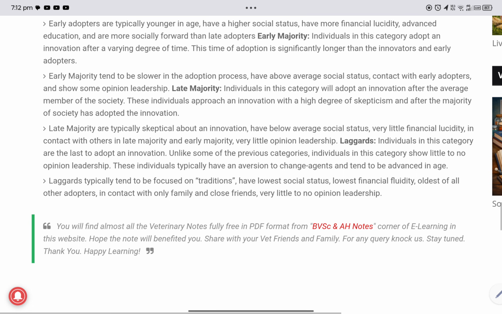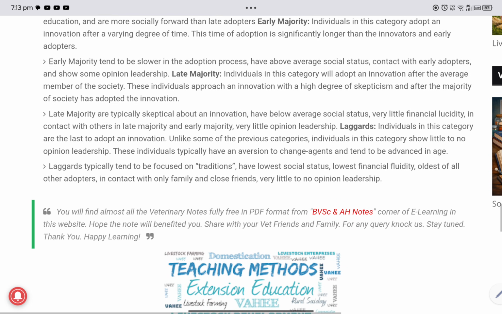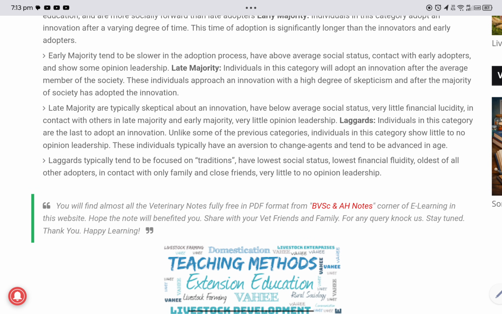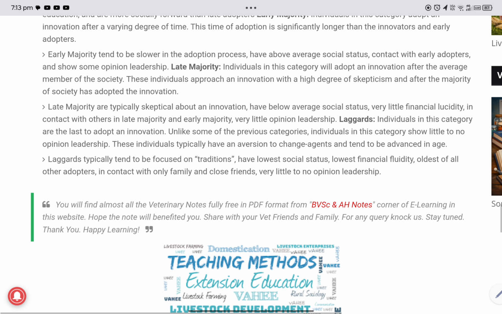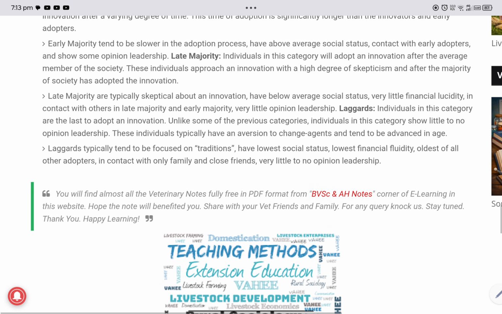Late majority. Late majority individuals in this category will adopt an innovation after the average member of the society. These individuals approach an innovation with a high degree of skepticism and after the majority of society has adopted the innovation. Late majority are typically skeptical about an innovation, have below average social status, very little financial lucidity, contact with others in late majority and early majority, and very little opinion leadership.